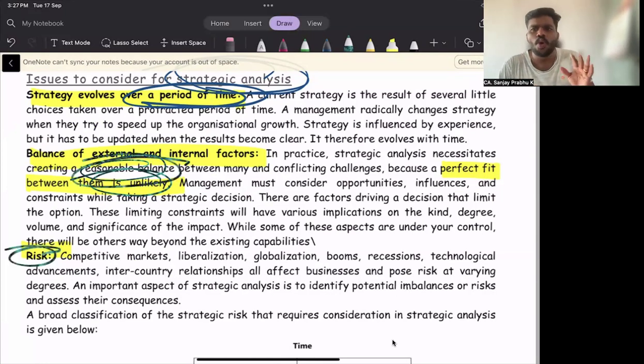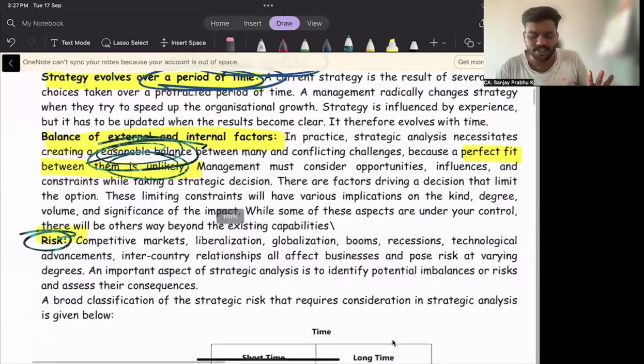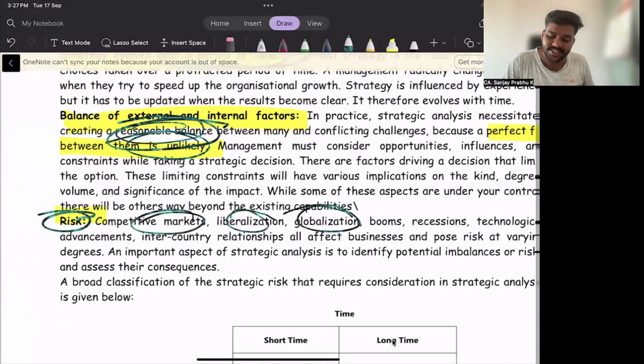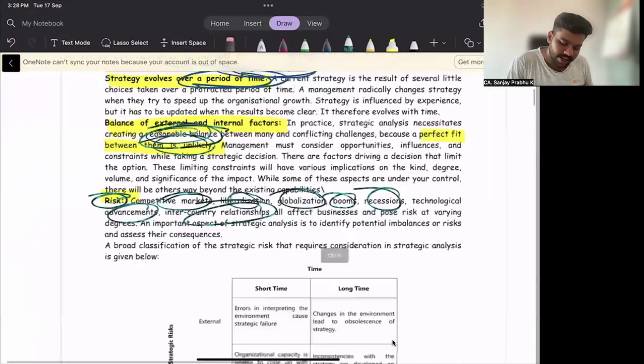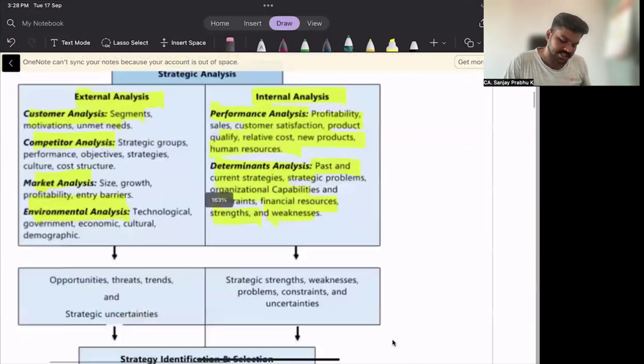Then risk. Obviously, in a business, there are lots of risks: competition, liberalization, globalization, booms, recession, technological advancement. There is so much risk involved in a business.